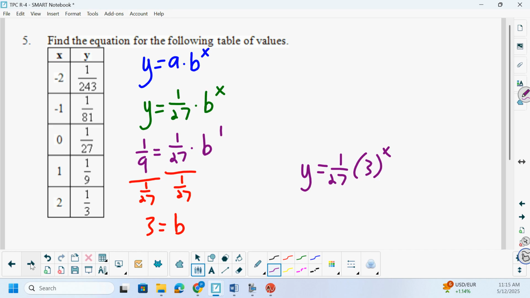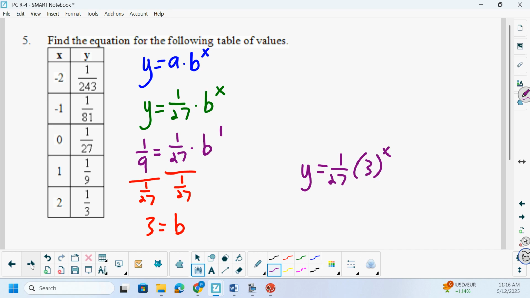Next one, a value was 1/27. I went with 1 and 1/9 for my x and y. Just be careful when dividing the 1/27 over. Make sure you get the 1/9 all in the numerator, the 1/27 in the denominator. I prefer to do the Control divide fraction template. And then in the numerator, do another Control divide to get 1/9, denominator Control divide to get 1/27, just to make sure everything's in the right spots. So you get b is 3, so you have y equals 1/27 times 3 to the x.